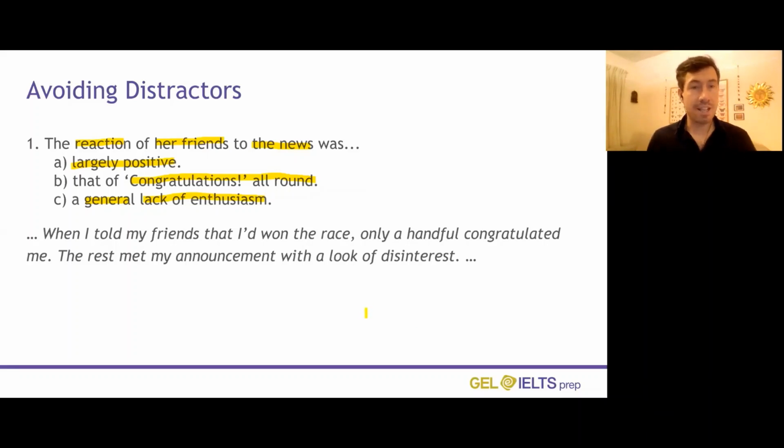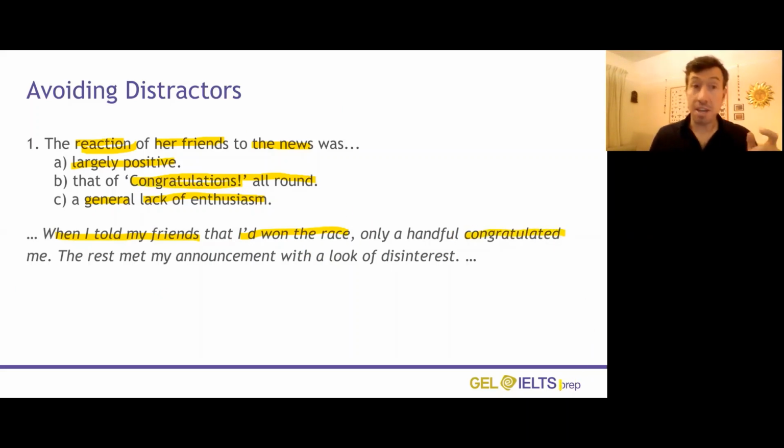Okay, well, let's have a look at this together then. So we'll go bit by bit. So the reaction of her friends. So when I told my friends, that's the reaction of her friends to the news. So the news is I'd won the race. So I've got synonyms there. Only a handful congratulated me. So here we've got congratulations and congratulated.